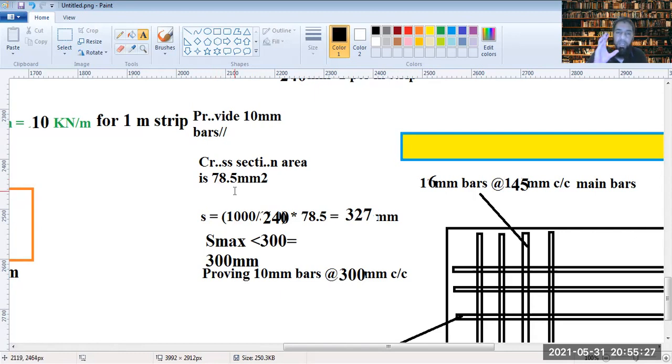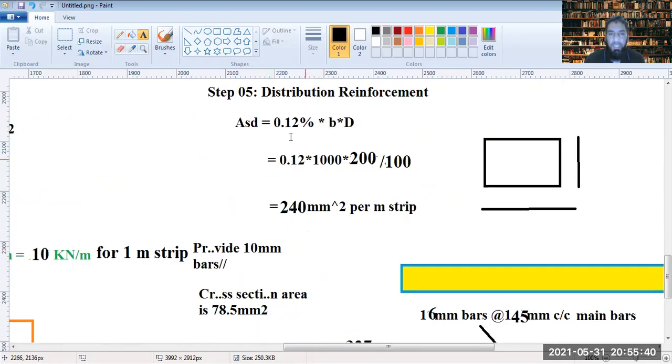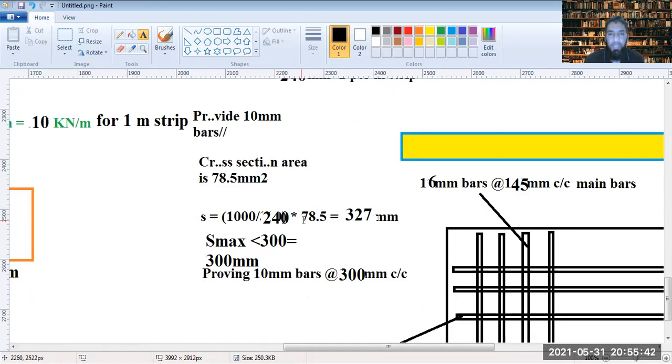So the spacing of the bars would be 1000, because that's a 1 meter strip. 1000 divided by 240. 240 is what we have got: the area of the distribution bar, into 78.5, the cross-sectional area of this. So that's 327. But the maximum spacing that you can keep between the bars is 300, remember that. And so we had to provide the 10 bars at 300 center to center.